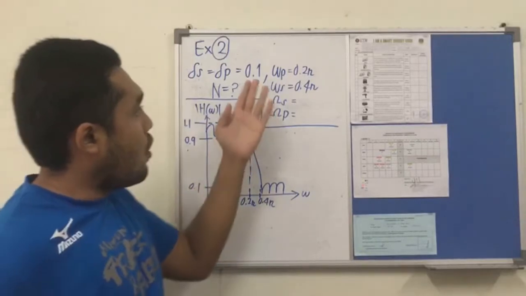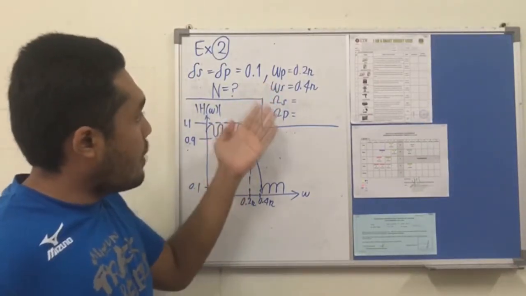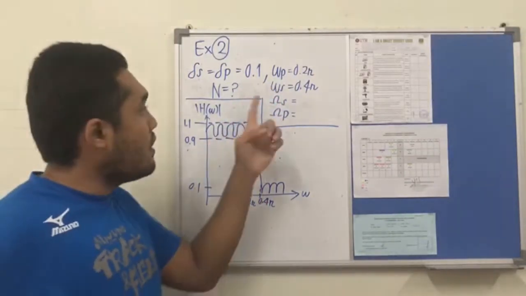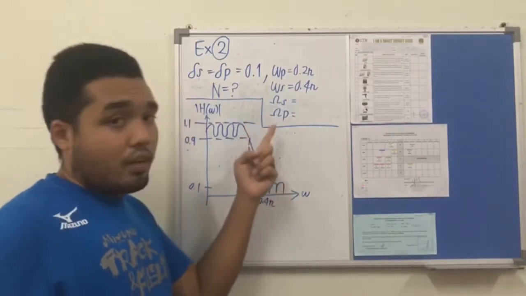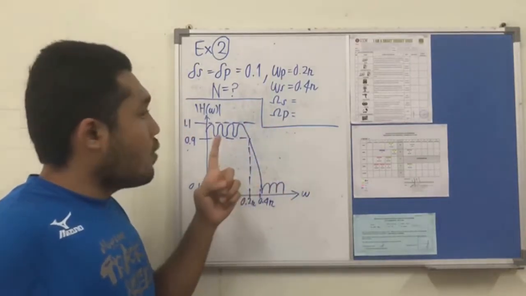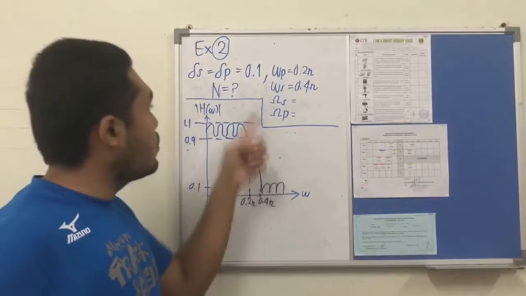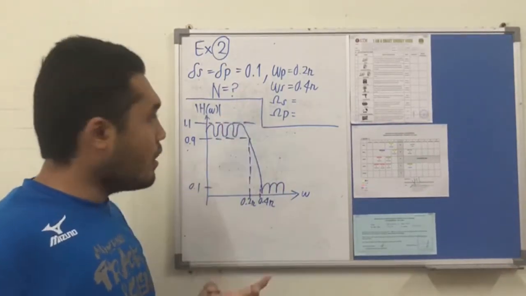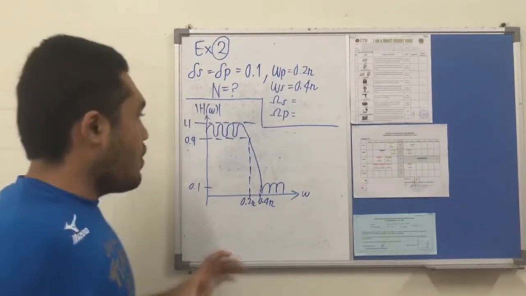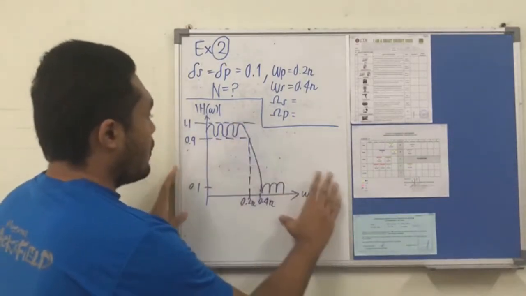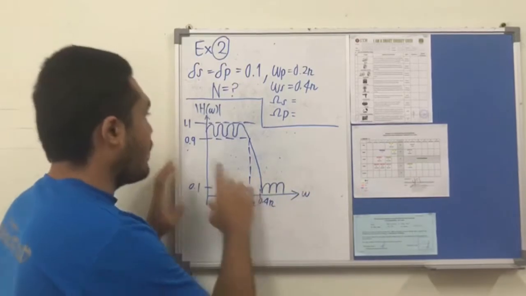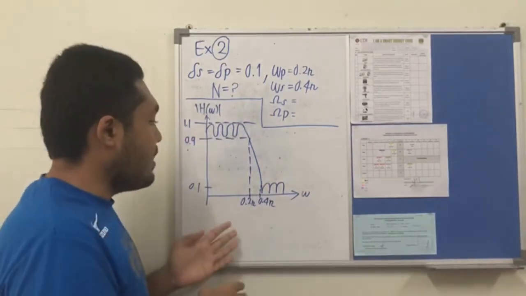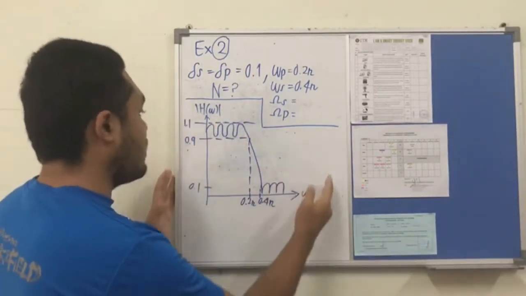Next, we have ωP and ωS, but only the digital values. We don't have the analog values, so we must find those values in order to get the order of the filter. For the second part, we draw the filter or the signal so that we can see how the signal goes.